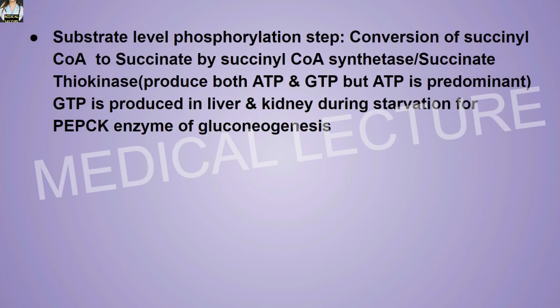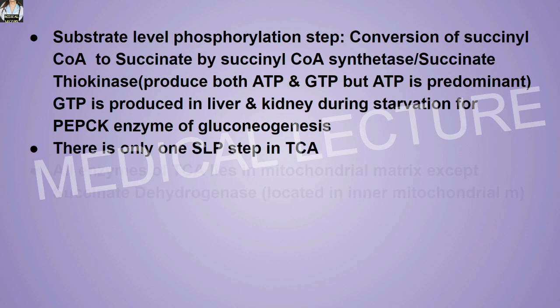Now the substrate level phosphorylation step: the conversion of succinyl-CoA to succinate by succinyl-CoA synthetase, or succinate thiokinase. There is production of both ATP and GTP, but ATP is the predominant one. GTP is produced in the liver and kidney during starvation for the PEPCK enzyme of gluconeogenesis. There is only one substrate level phosphorylation step in the TCA cycle.